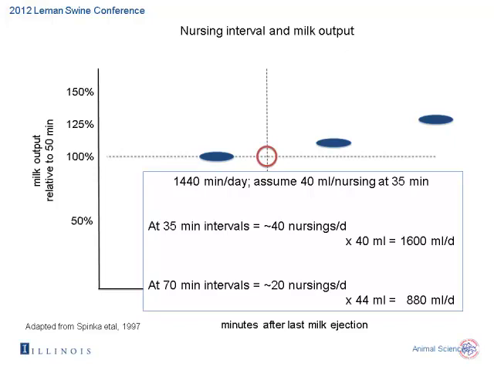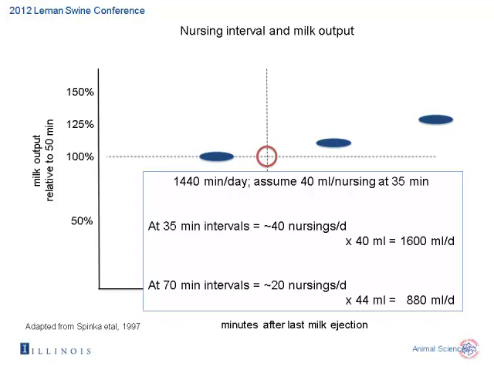But if we translate that into some numbers, the other Professor Hurley is much better at numbers than I am. If you were across the hall this morning, this is my attempt to do some calculating. 1,440 minutes per day, assume 40 mils, and you'll see later on why I say 40 mils per nursing. At 35-minute intervals, there's roughly 40 nursings per day. Calculate that out, that's about 1,600 mils per day. Again, this is just a ballpark estimate.